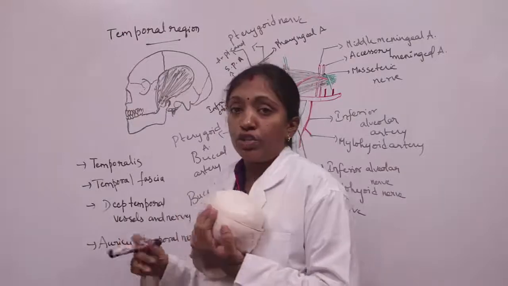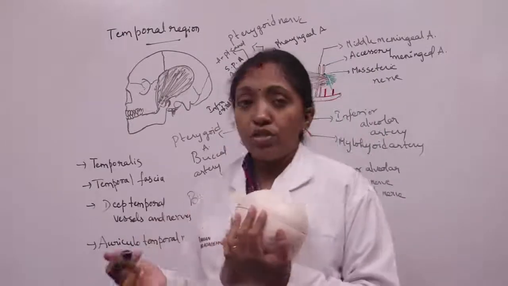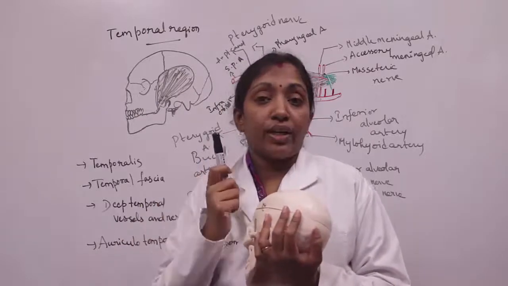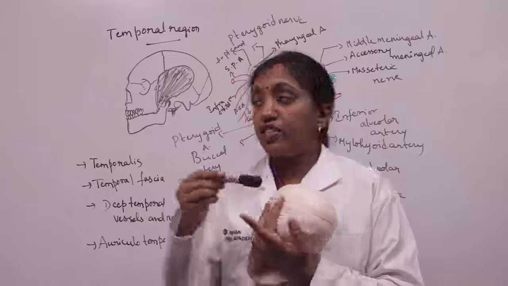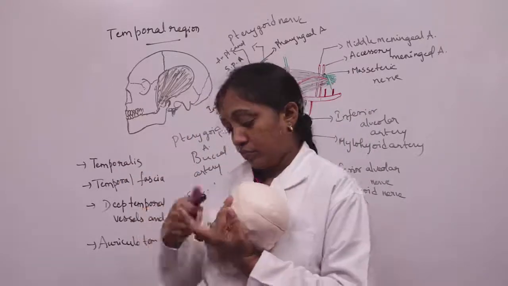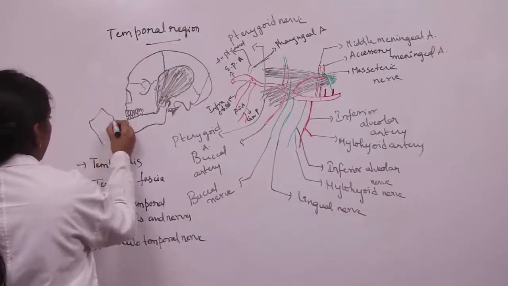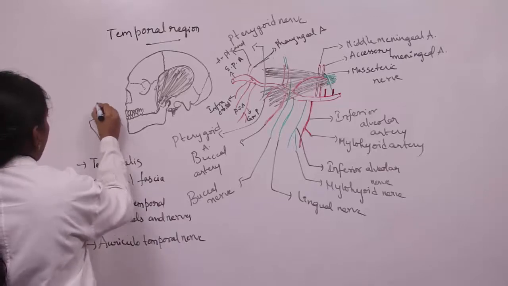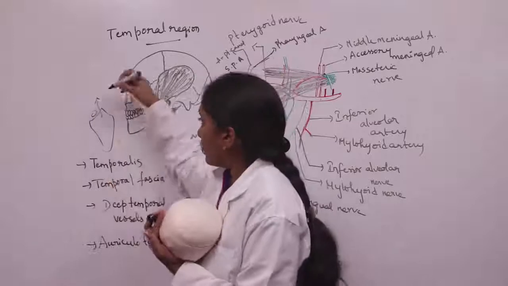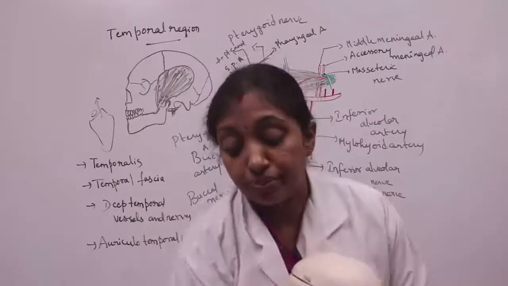And coming to the auriculotemporal nerve, it arises by two roots. The auriculotemporal nerve emerges from the base of the parotid gland, and it passes behind the superficial temporal artery. We have the parotid gland here like this. So the auriculotemporal nerve emerges from the base of the parotid gland behind the superficial temporal arteries.